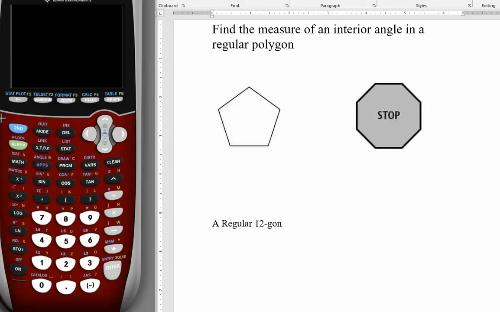Now, second reminder, the last video I did was the sum of the interior angles of a regular polygon, and we determined that formula was n minus 2 times 180, because there are 180 degrees inside of a triangle, and the number of triangles in a figure is 2 less than the number of sides.